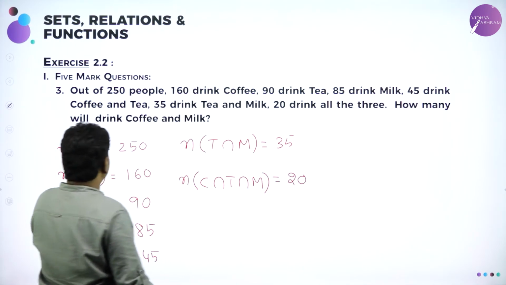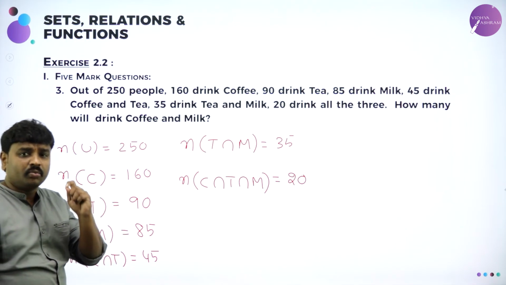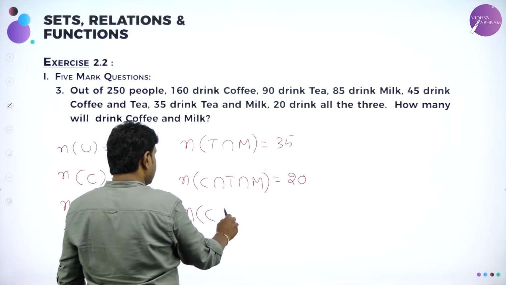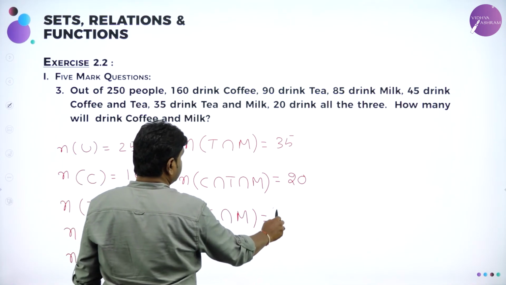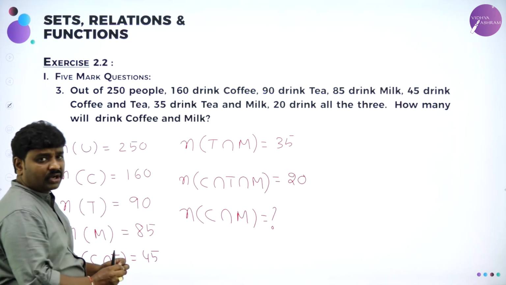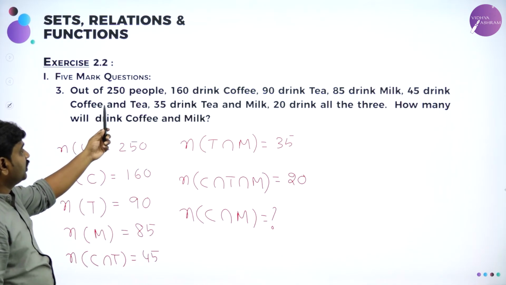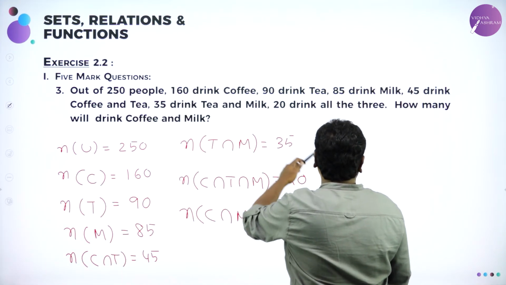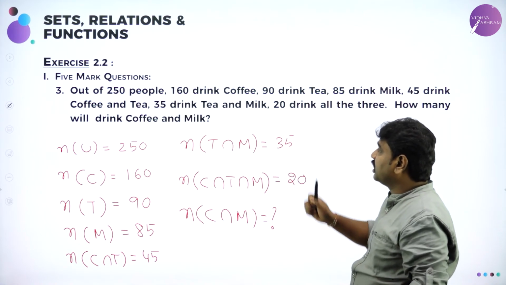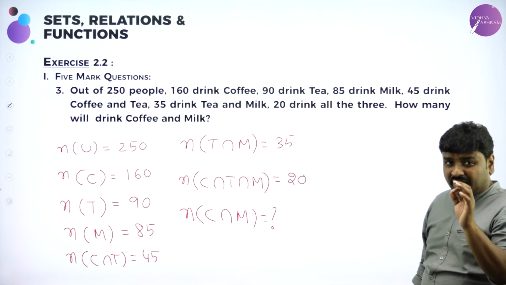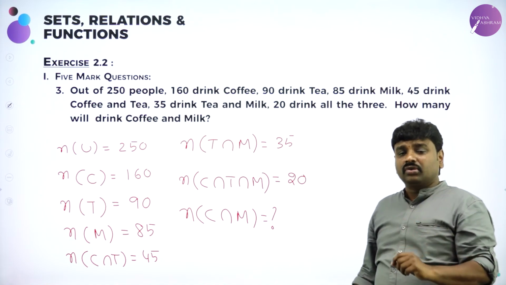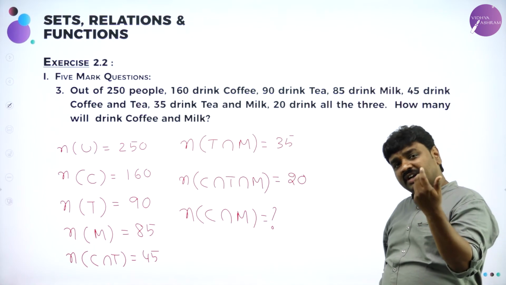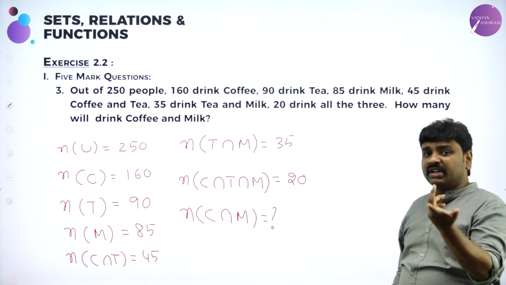How many will drink coffee and milk? They are asking how many drink C and M. This is the question. I am repeating, use the formula and directly you do. Out of 250 people, 160, 90, 85, 45 and like this. How many will drink coffee and milk? See here, they have not mentioned that some people won't drink anything. So all the people out of 250, some are drinking tea, some are drinking coffee, some are drinking milk, some are drinking any two, some are drinking all three.